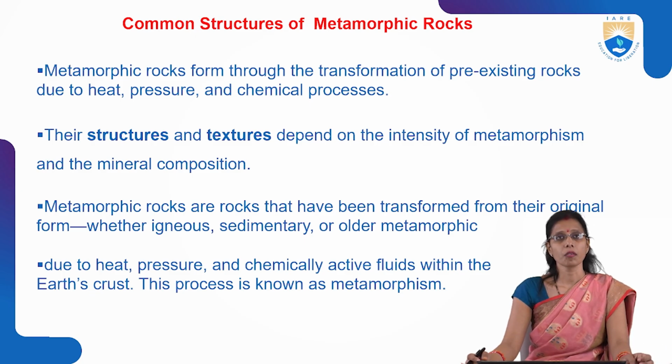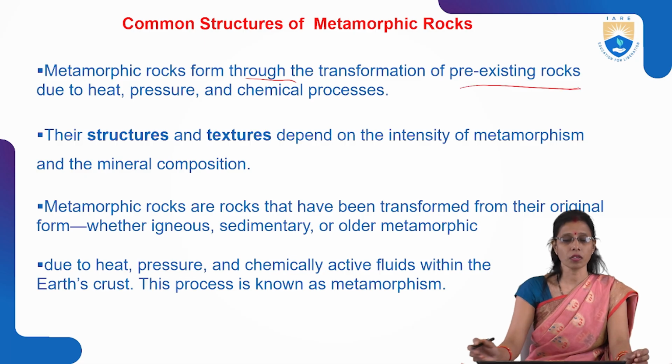As I said, metamorphic rocks form through a transformation process. What is this transformation process of pre-existing rocks? What do you mean by a pre-existing rock? It means a rock which is already formed, like an igneous rock, which is formed by lava or magma when it cools down. Lava, when it comes out of the volcano, just cools down and forms a rock. That particular igneous rock goes through very high pressure conditions, and this is the transformation of pre-existing rocks due to heat, pressure and chemical processes.